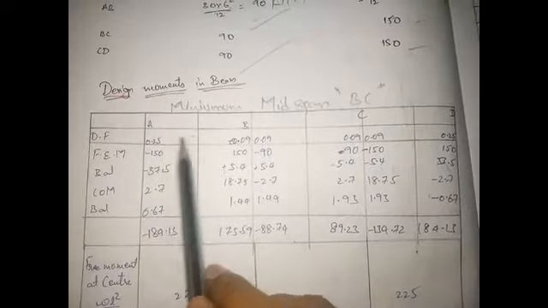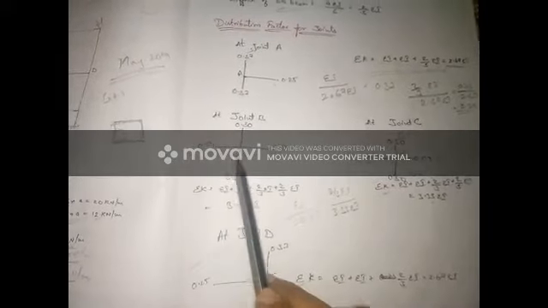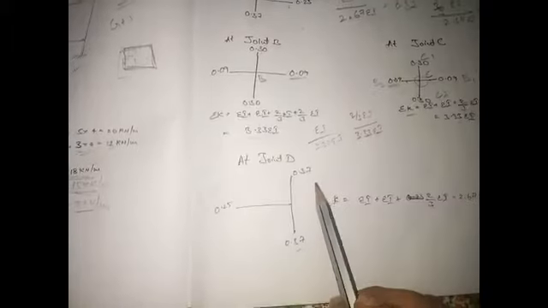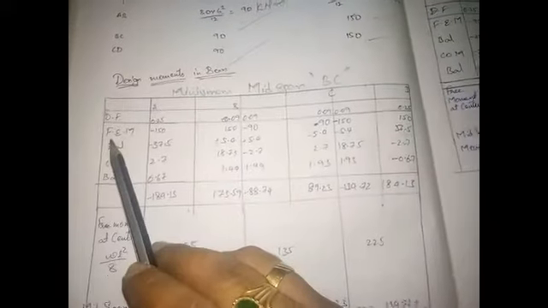First, in the moment distribution table, we'll write down the moment distribution factors which we have got with respect to the joints. These values are: for AB it is 0.25, BA is 0.09, BC is 0.09, CB 0.09, CD is 0.09, DC is 0.25. The same values we are writing: 0.25, 0.09, 0.09, 0.09, 0.25. As we know, the distribution factor formula is the same, K by sigma K. Now after that we'll write down the fixed end moments.